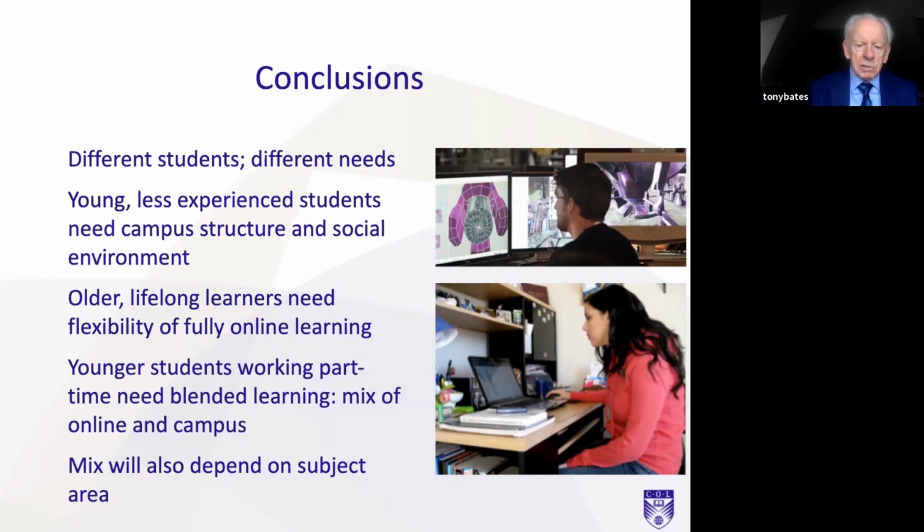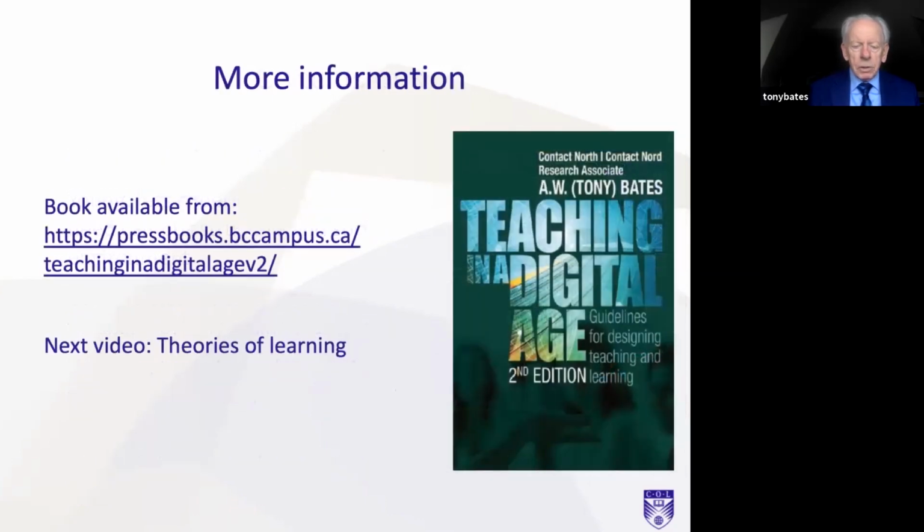You'll find that young, less experienced students need a campus structure and need the campus environment, but older lifelong learners need flexibility of fully online learning. And some of the younger students are working part-time and they need a blended learning, a mix of online and campus. And the mix of online and face-to-face will also depend on the subject matter, what works best. And there's another module, another set of chapters on that in the book. So if you want more information on this topic, it's there in the book, which is available from this website.